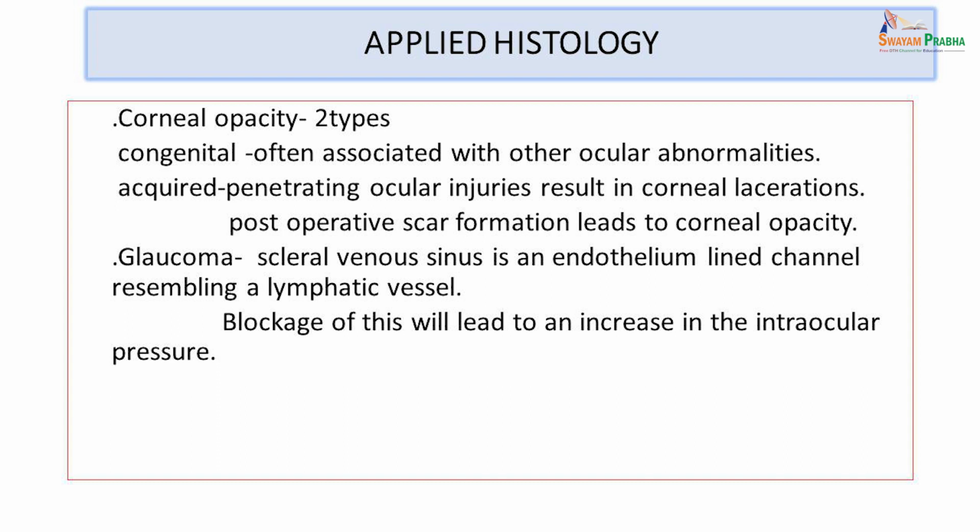Glaucoma is a clinical condition where there is an increase in the intraocular pressure. The scleral venous sinus, which is seen at the limbus, is an endothelium-lined channel resembling a lymphatic channel. This channel helps in the drainage of aqueous humor from the anterior chamber. So, whenever there is a blockage in this channel, it can lead to an increase in the intraocular pressure.